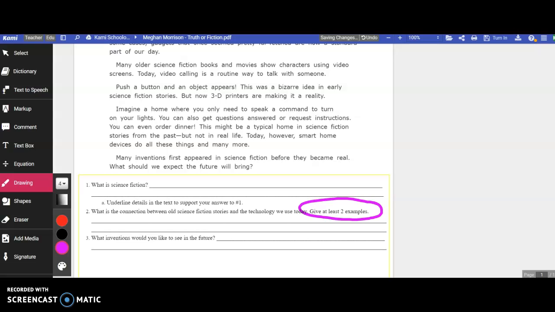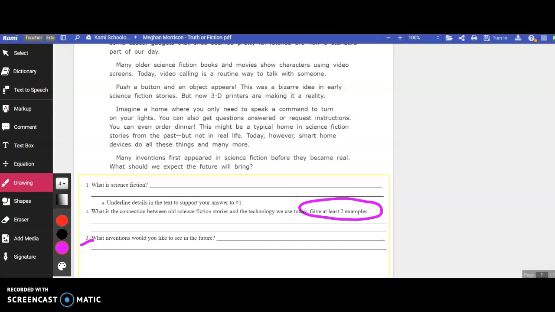Notice that it does say to give 2 examples. Okay? And then this question is simply, what inventions would you like to see in the future? So that's totally just thinking outside of the box. I know I would love to see a robot that could cook and clean for me a little bit more. I know there's some like the Roomba that can vacuum, but something that would help me cook and clean would be awesome.